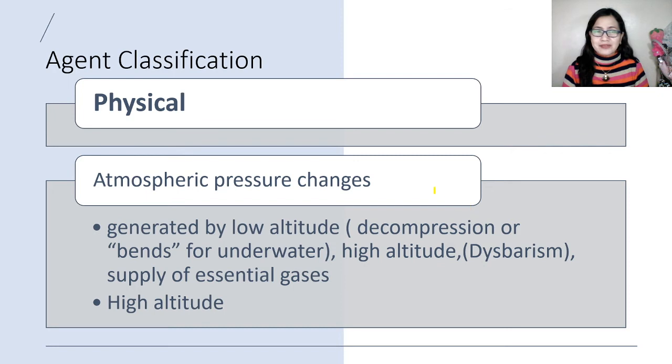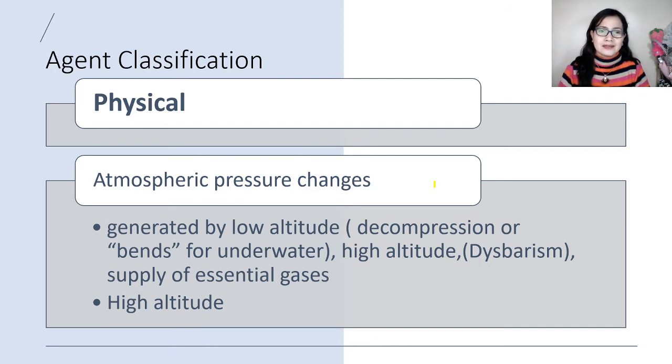How about the atmospheric pressure changes? This is generated by low altitude, so the compression or bends for underwater, and high altitude. You also have supply of essential gases. For example, have you experienced riding or taking the plane? Whenever the plane takes off, you are going to experience some discomfort. That's high altitude.